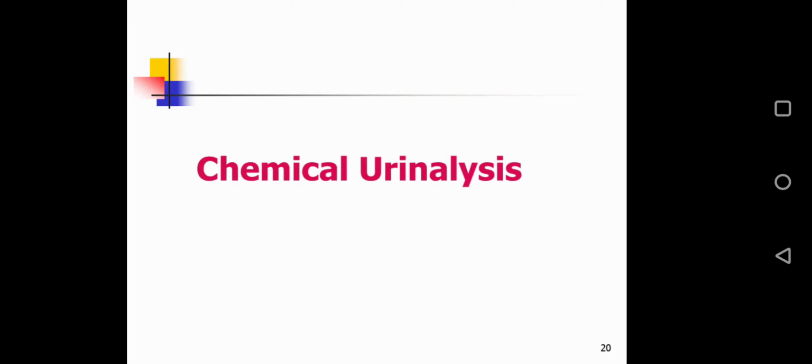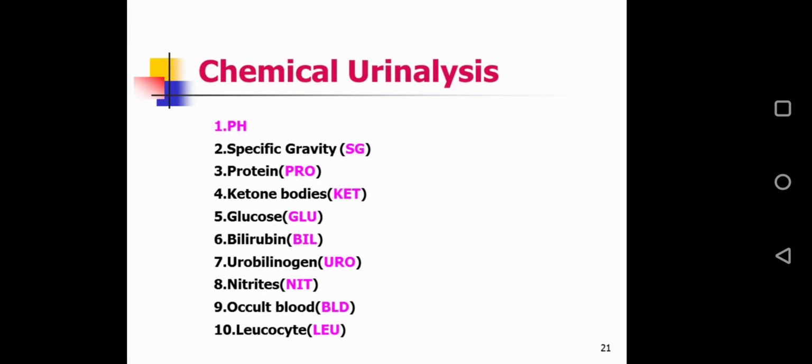The second part is chemical urinalysis. Chemical urinalysis includes tests of pH, specific gravity, protein, ketone bodies, glucose, bilirubin, urobilinogen, nitrite, occult blood, and leukocyte esterase.